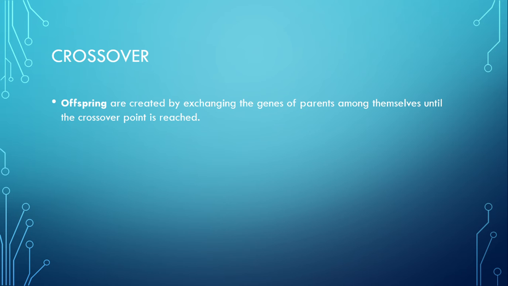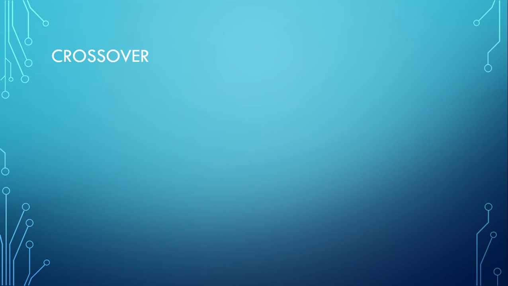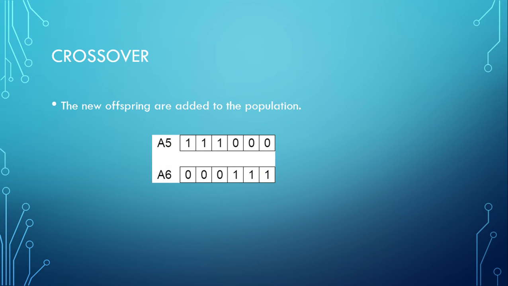Then offspring are created by exchanging the genes of the parents among themselves until the crossover point is reached. So we chose the crossover point 3. We replaced the A1 values with A2 and the A2 values with A1. And the new offspring are added to the population. Hence, we get this. In the previous step we saw that in A1 all were 0 and in A2 all were 1, and we chose a random crossover point, which was 3, and then we exchanged the values till that crossover point.